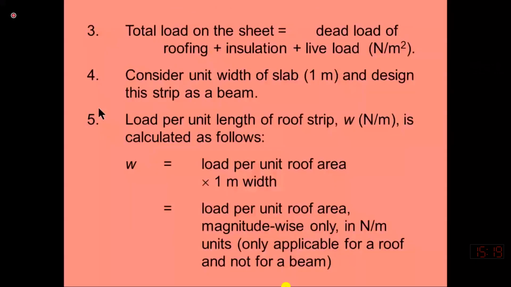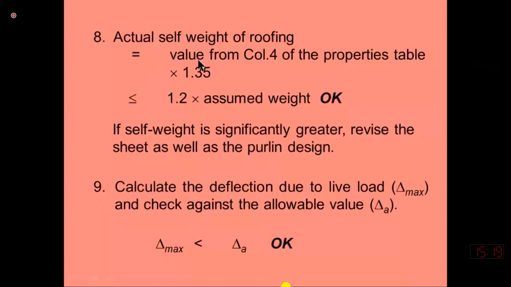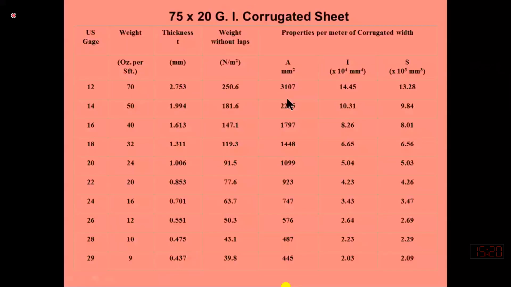And then we will check the self weight, because at the start we are assuming a certain self weight of the roof sheet. So for the roof sheet that we have selected, for example, the required section modulus was 6 into exponent 3. So this sheet is having the section modulus more than 6. So it means that that will be my first trial sheet. I will apply all the capacity checks. For this sheet, the actual weight is 119.3. So I will check this actual weight against the assumed self weight.